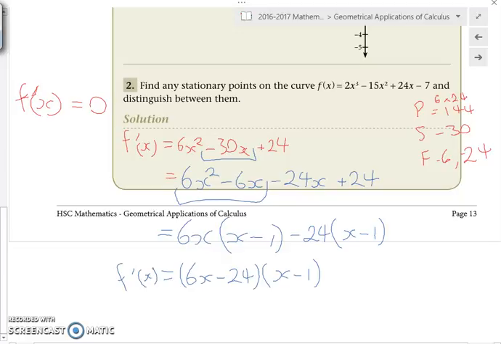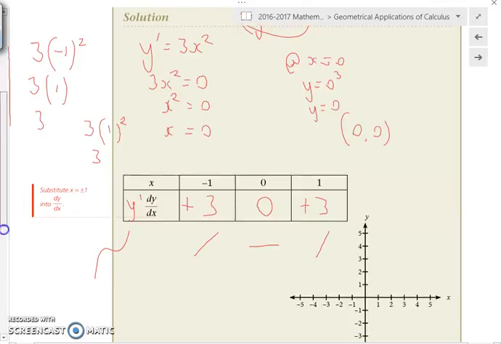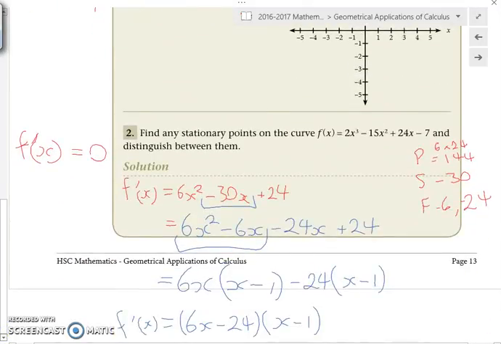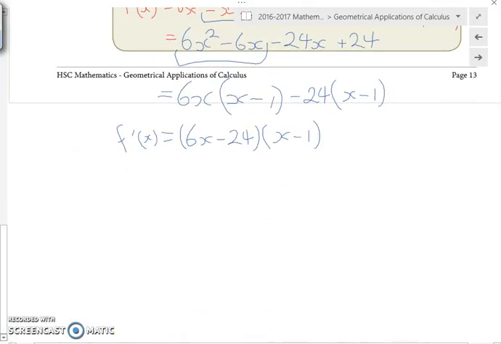Now, we want it to equal 0, correct? So we need to find the roots of this equation. We should remember how to do that. Okay, so we want, what does x equal? For f'(x) to equal 0, x has to equal what?